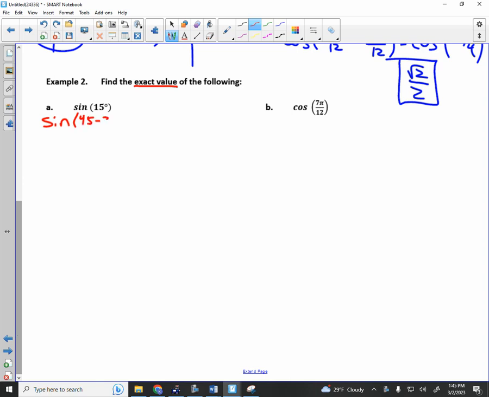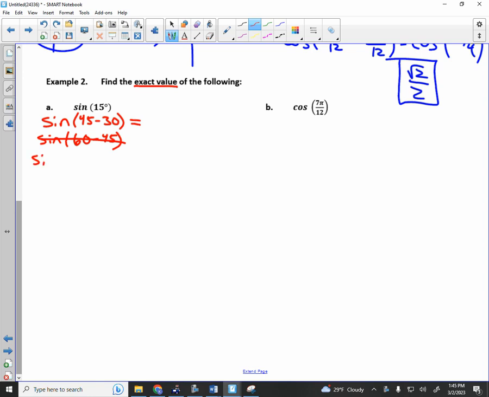45 minus 30. Now, some people say, well, I would like to use 60 and 45. That's fine. You can use 60 and 45. I'm not going to because that one was said first, but you'll come up with the same answer either way. And so now we expand that using our formula up above.